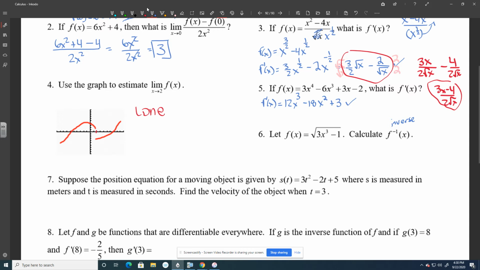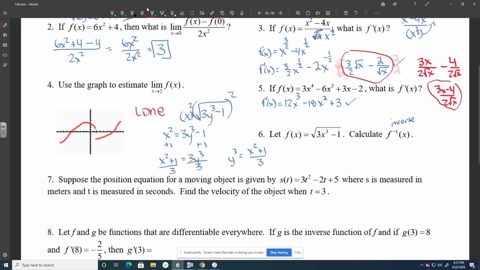But if I switch my x and my y and say that x is equal to root 3y cubed minus 1, now I want to get y by itself. So I start by squaring both sides. So I get x squared equals 3y cubed minus 1. Then I'm going to add 1 to both sides. So I get x squared plus 1 equals 3y cubed. I divide by 3. So y cubed equals x squared plus 1 divided by 3.